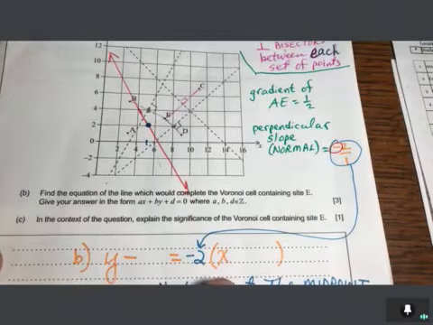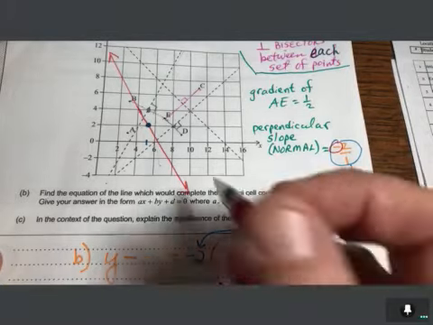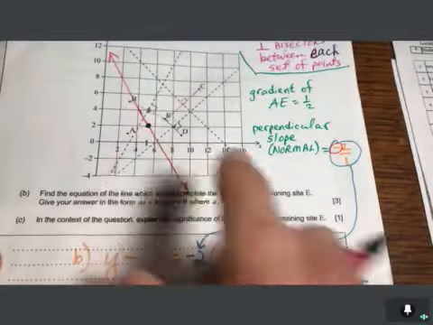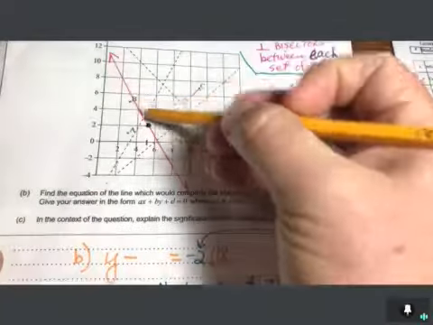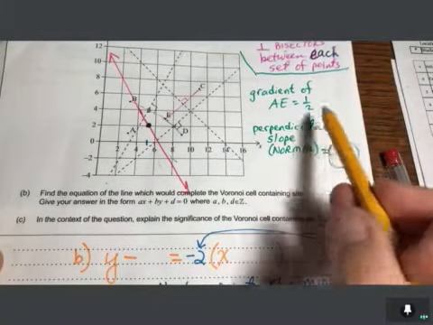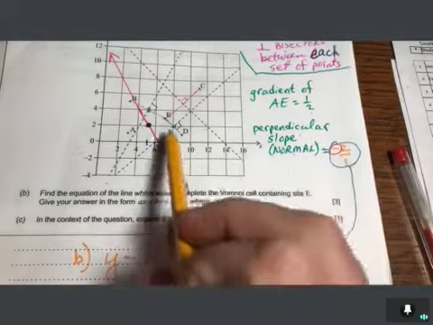Okay, now we need a point. We need an x value and we need a y value. We need the coordinates of that point because we have the slope of the red line. It's the normal or the perpendicular to that. So it's the opposite reciprocal. Now we need the midpoint.